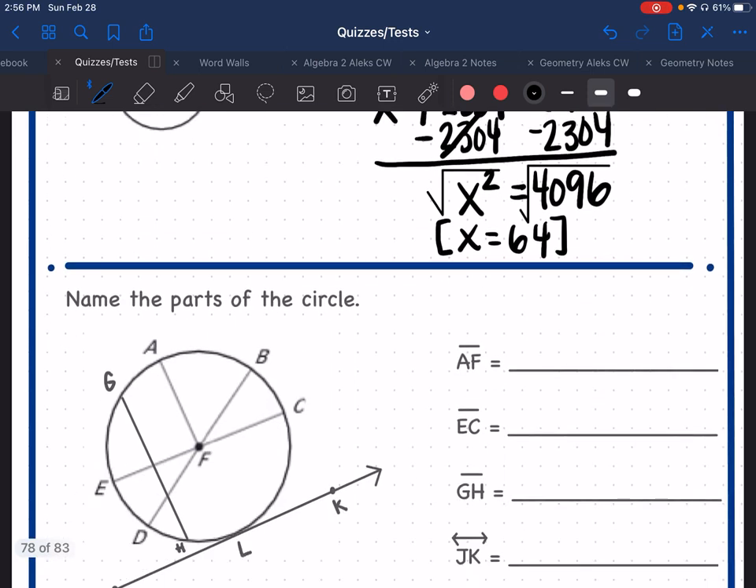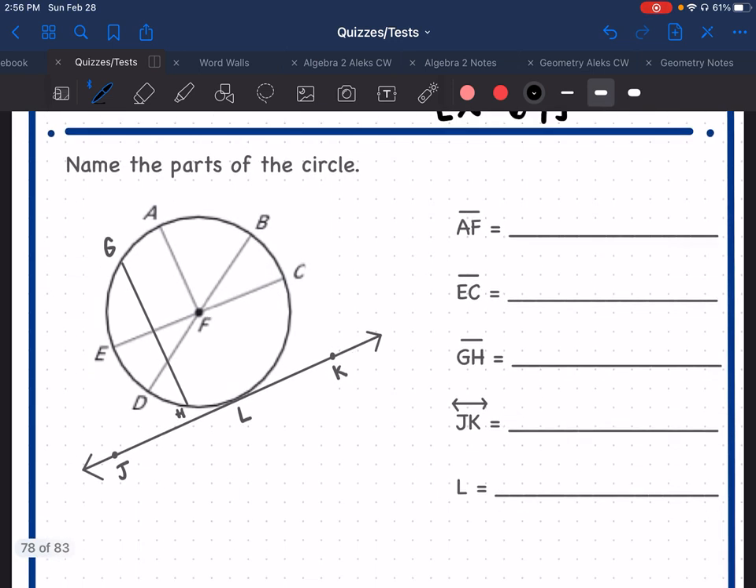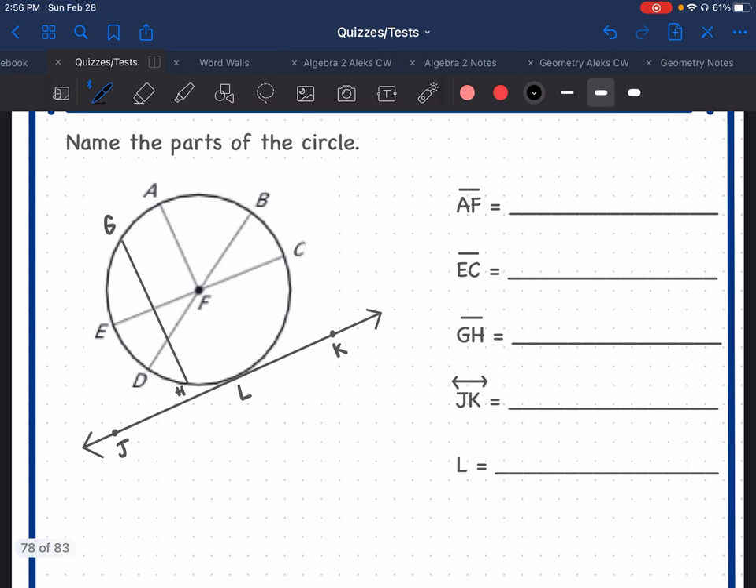All right, one of the questions that you're going to see today is going to be asking you to name some parts of the circle. So here is the circle. It's very similar to the one that you will see. And I've just put some of the parts that you could be asked. AF. It is going from the side of the circle into the center. So this would be the radius.